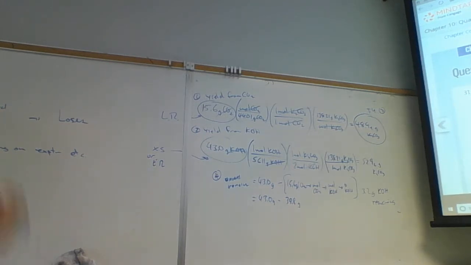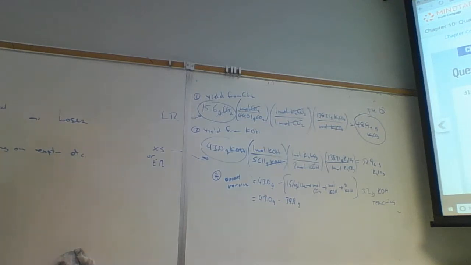And so what we have here is something called a percent yield. The percent yield is equal to the actual yield, which is this, AY, actual yield, over the theoretical yield, TY, times 100%.